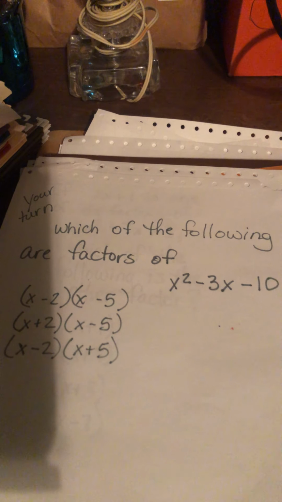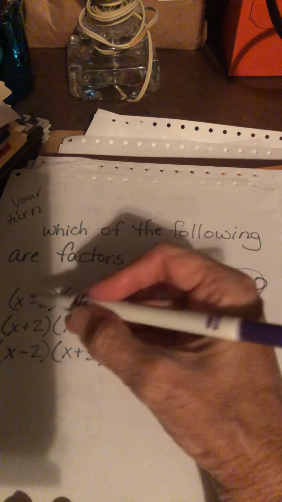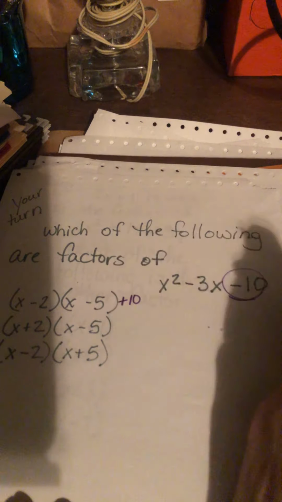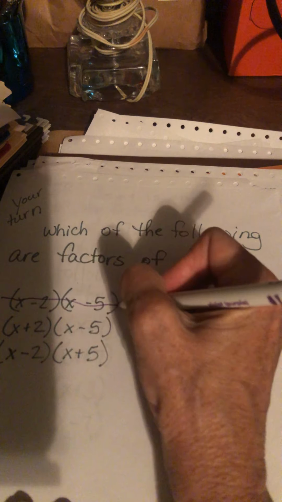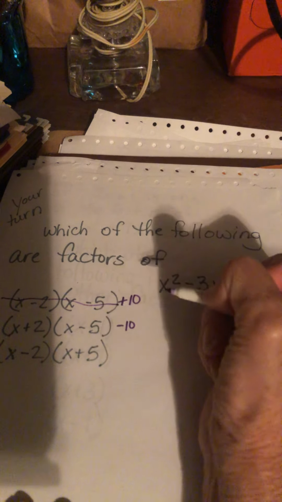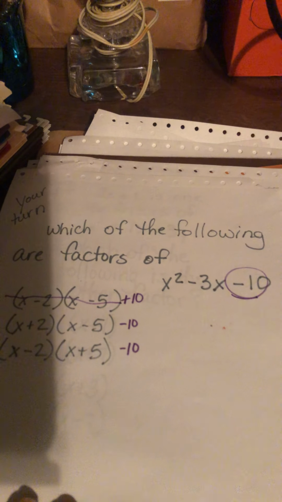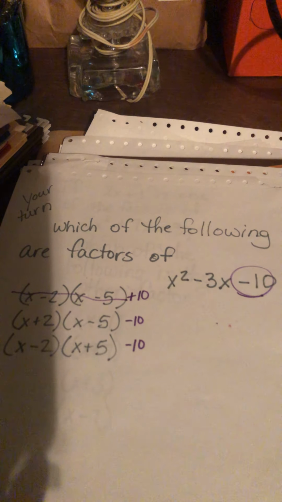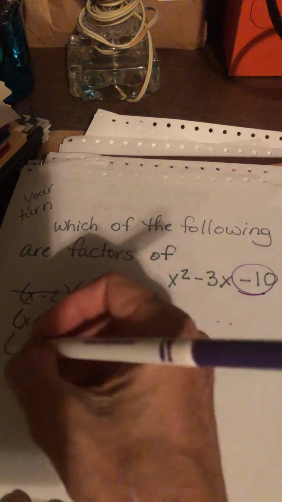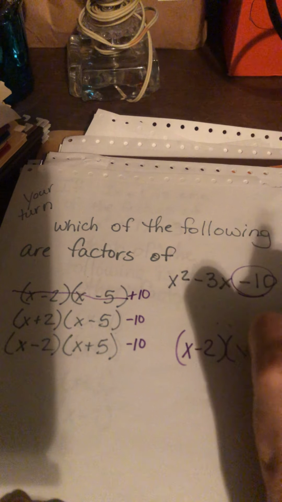Okay, first thing I would do is I'm going to look for which one can give me negative 10. Well, negative 2 times negative 5 is a positive 10. This guy's out. 2 times negative 5 gives me negative 10. Negative 2 times 5 gives me negative 10. So, okay, these two are in. But look, I already got rid of 1. That helps. All right, so I'm going to start with the bottom one. X minus 2, x plus 5.